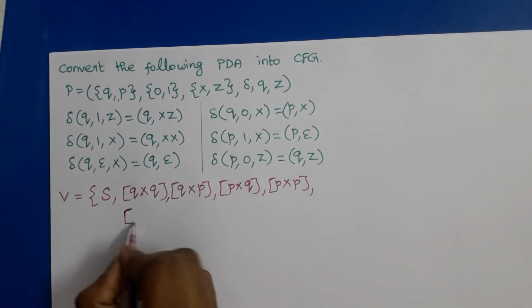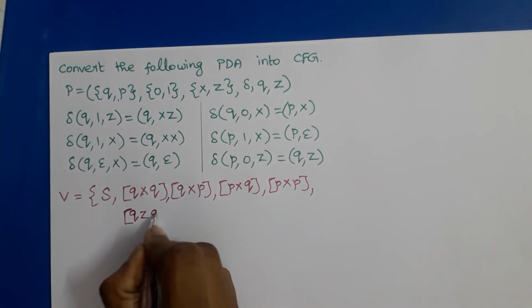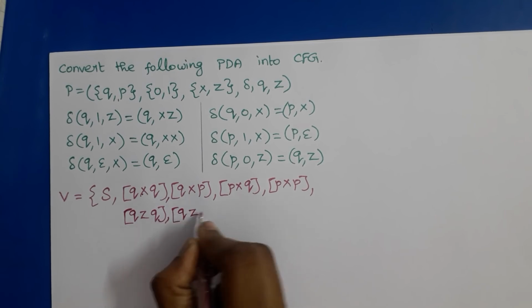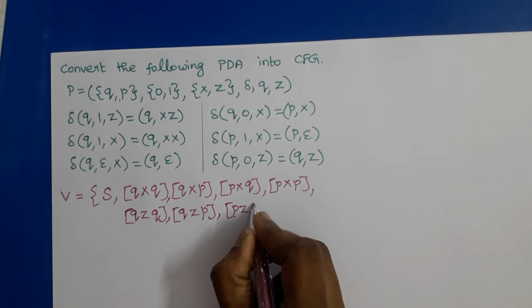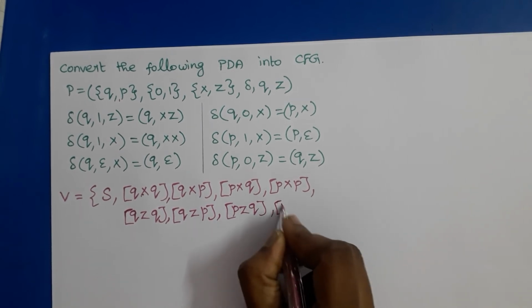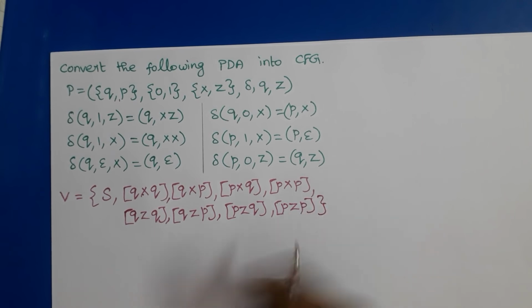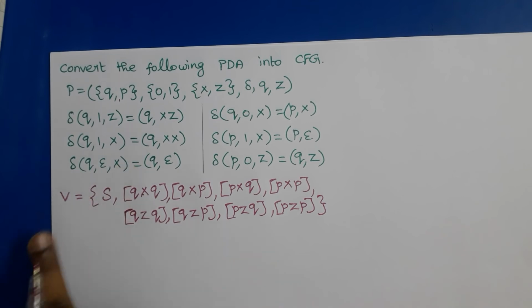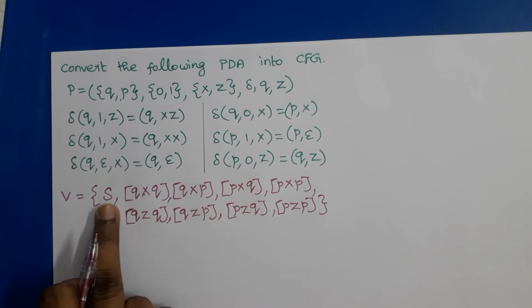Then we have to write Z in the middle. So QZQ, QZP, PZQ, PZP. So these are the 8 variables formed for the context-free grammar. So these are the set of variables. One is framed from the rule.